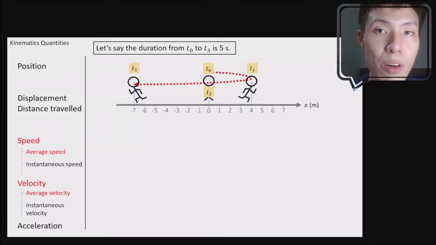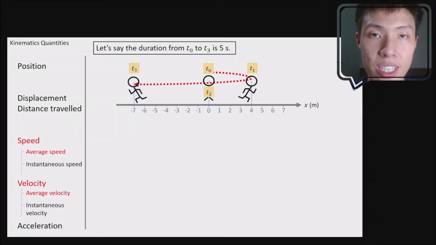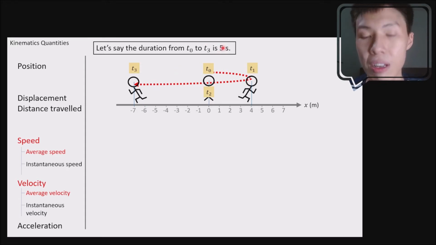Let's discuss average speed and average velocity. We are going to use the same example of this person running from the origin towards x equals 4, making a U-turn, then running towards x equals -7. This whole journey takes a duration of 5 seconds.